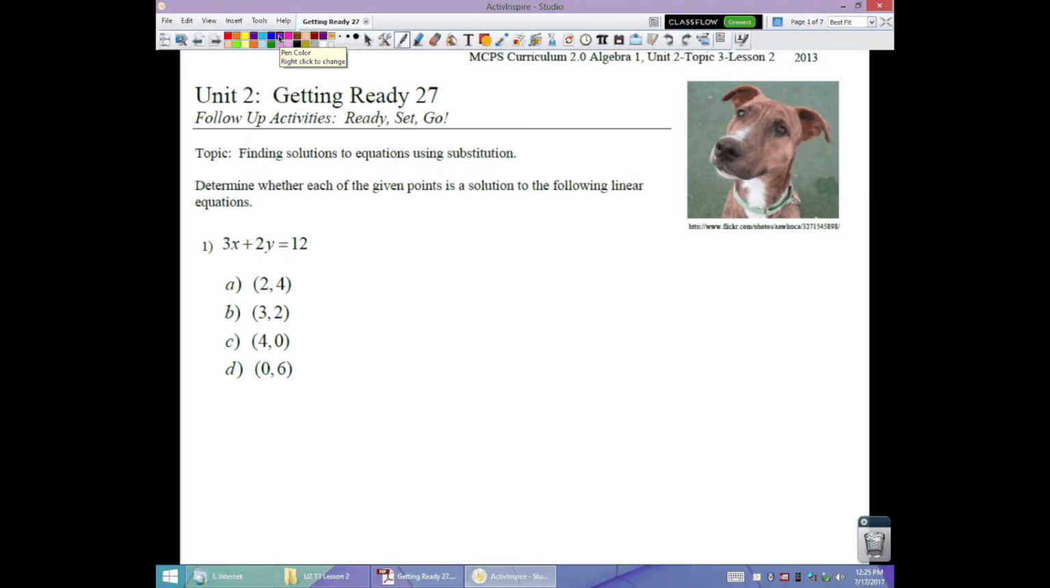as we're working. Okay, so what we do is for part A, we're going to substitute 2 for the x and 4 for the y, and we're going to see what happens in our equation. So 3 times the 2 plus 2 times the 4, and we're wanting to know, is that equal to 12? Well, 3 times 2 is 6, 2 times 4 is 8, so we're saying that 6 plus 8 is 12. Well, that's not true. So that is not a solution.